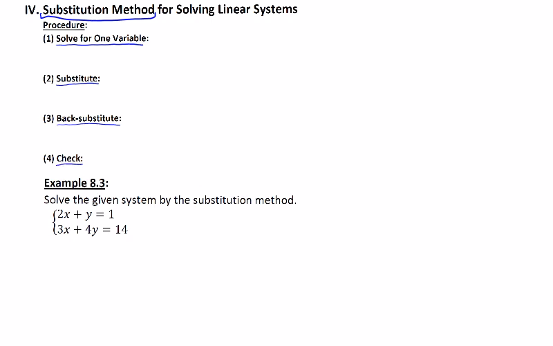So the check is pretty self-explanatory. You take whatever you think your solution is and you plug it back in to the original equations. And we did that in example 8.1, where we were checking and verifying if an ordered pair was a solution or not. So let's start with the first step, solving for one variable. When you're solving for one variable, you have 4 options. You can solve for the x or the y in the first equation, or you could solve for the x or the y in the second equation.